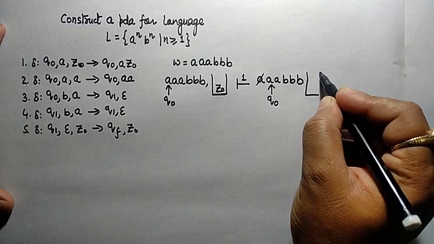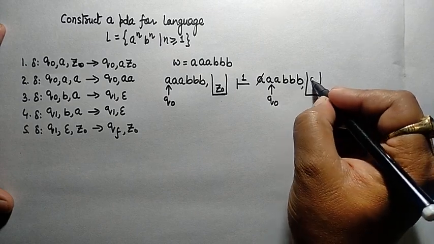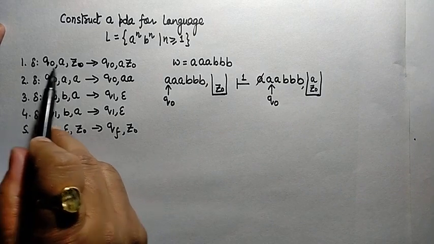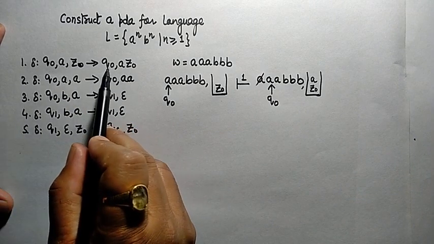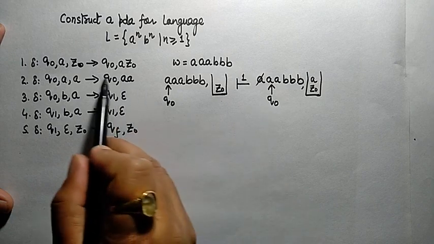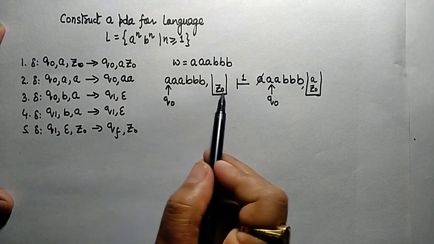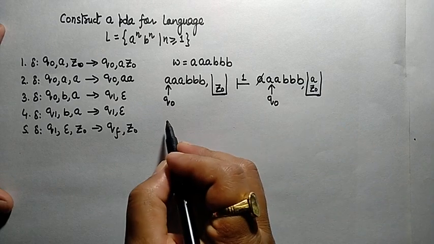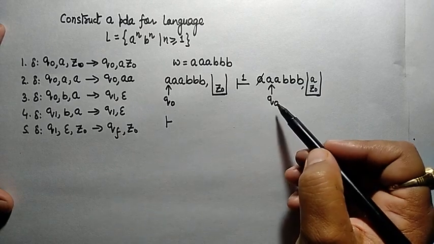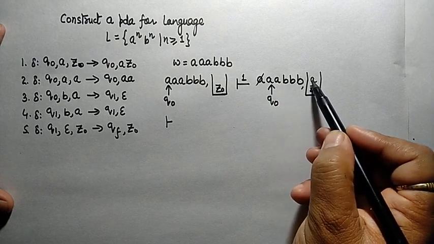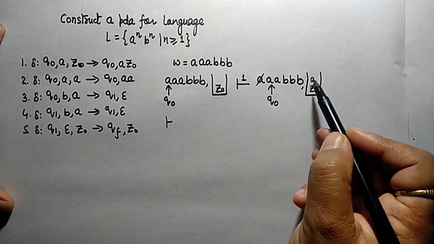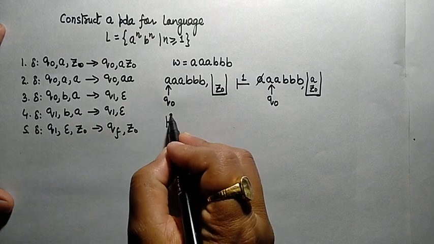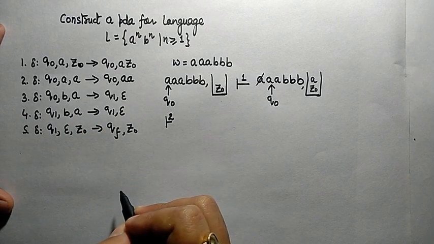And now our stack will contain AZ0. We are applying this rule, so the next state is Q0 and Z0 will be replaced by AZ0. Then you see we will now read A and the top is A. Q0 A A. Which rule will be applied? Rule number 2 will be applied.